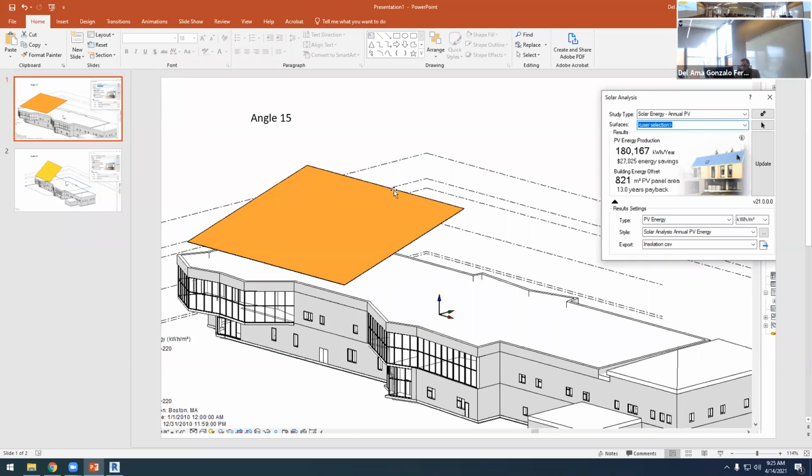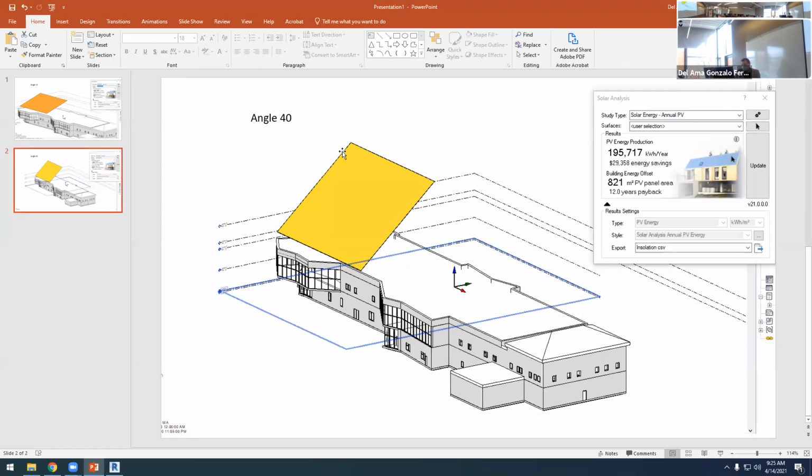And now we have to compare this to the PV watts analysis. I told you that we rely on this Revit analysis. Okay, if I compare this angle and this angle with the same tool, I can reach the conclusion that this angle is better, because we are using the same tool. But is this the accurate number? Is this 195,717? Is this exactly the energy that we will be getting? We don't know.